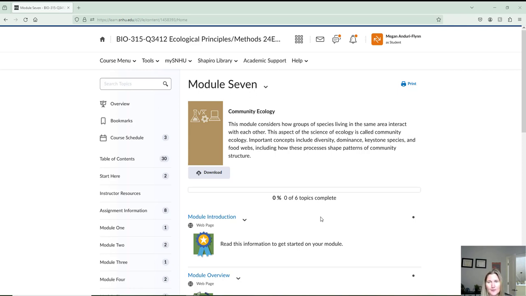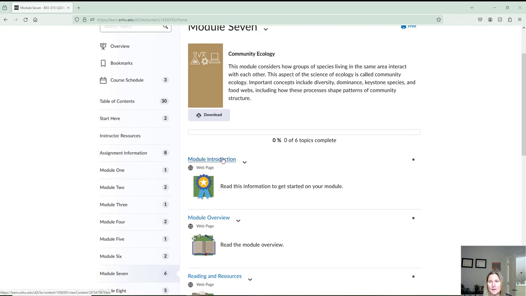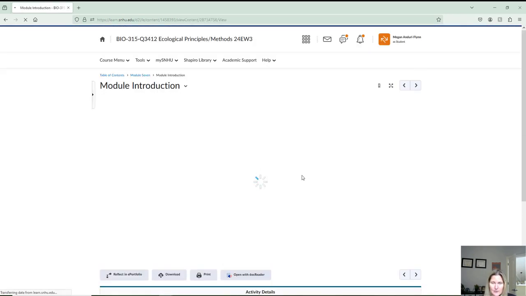So as far as Module 7, we're continuing looking into ecology, but this time we're going to focus a little bit more on community ecology with the idea of concepts such as keystone species and food webs and things like that. So things that can impact the community. Okay, so let's take a look at our module introduction.